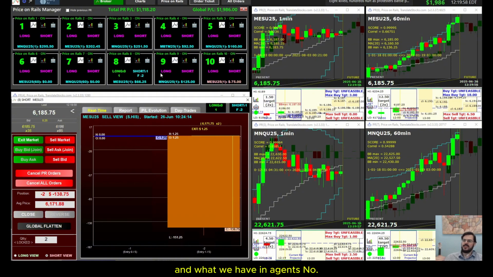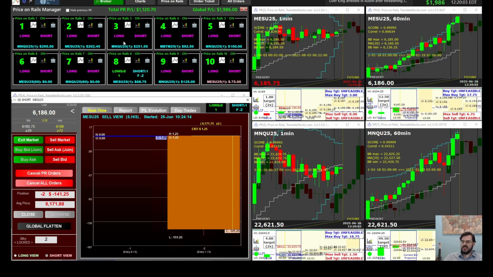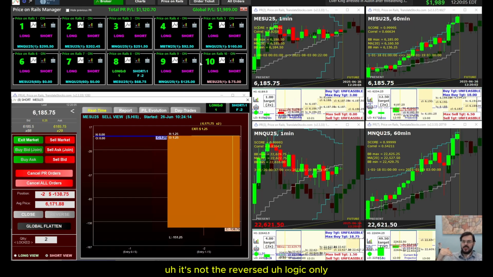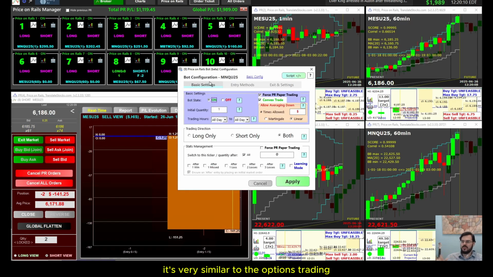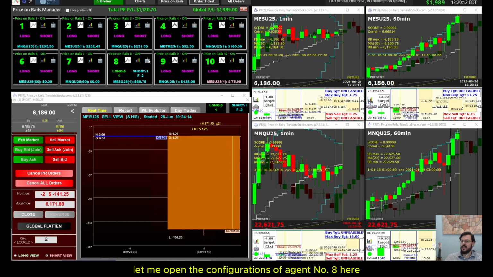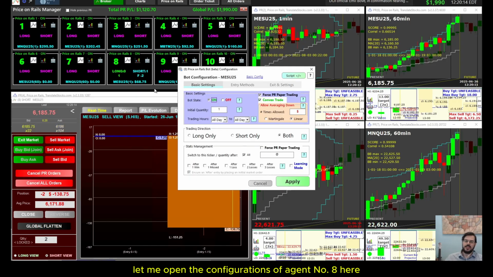And what we have in agents number 8 and 9 is the reverse brute force attack. It's not only the reversed logic, but the reverse brute force attack. It's very similar to options trading. Oh, this is agent number 9. Let me open the configurations of agent number 8 here.